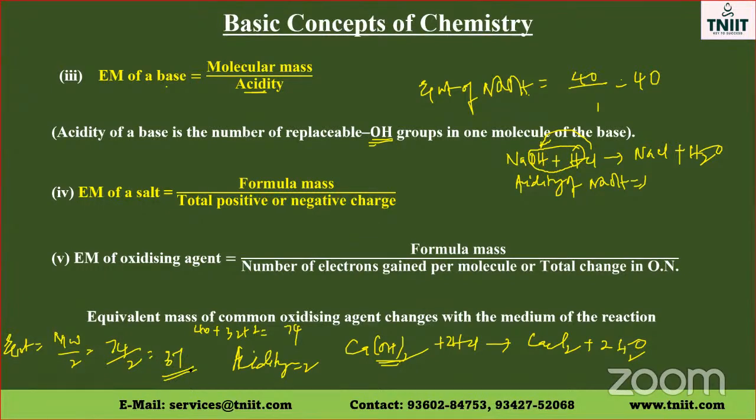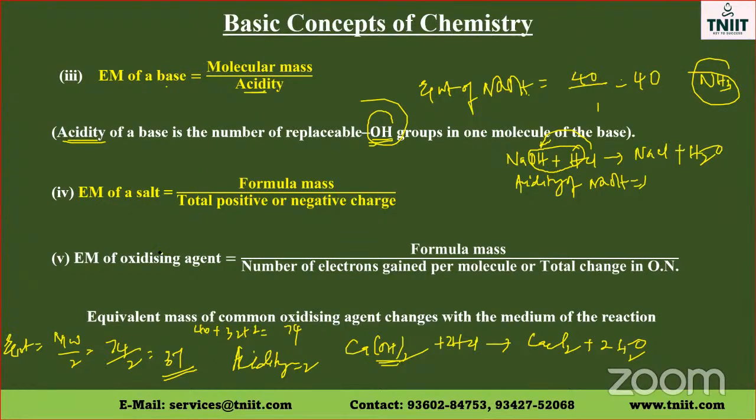So whenever we talk about a base, we need to talk about acidity. Acidity is defined as the number of replaceable OH groups in one molecule of the base. There are certain bases which contain no OH group. For example, ammonia is a very well-known base. It does not contain an OH group. Then how do we calculate the equivalent mass of this? We'll be learning all that in the next class.